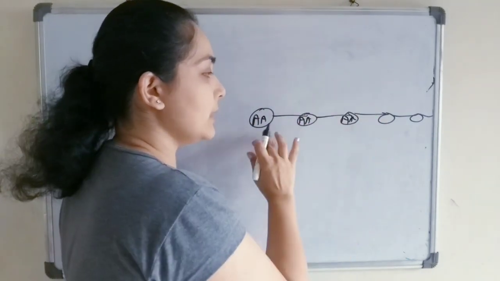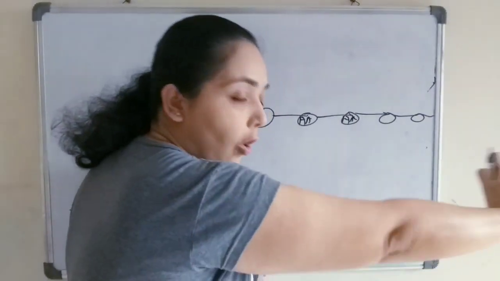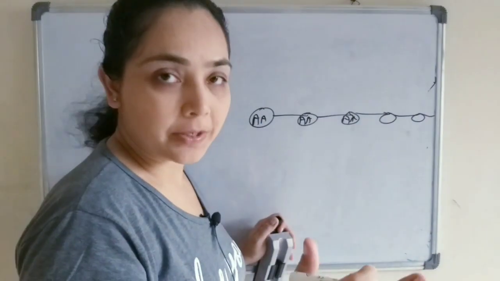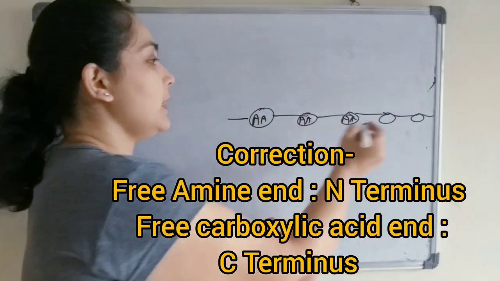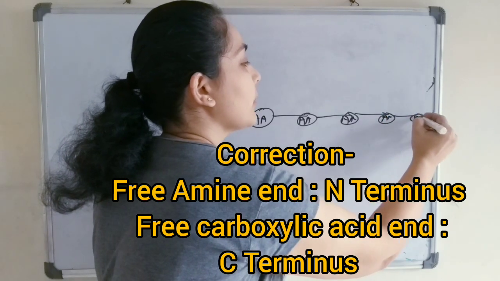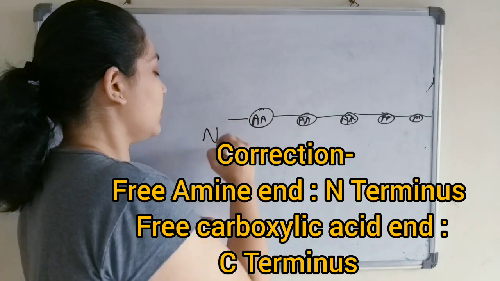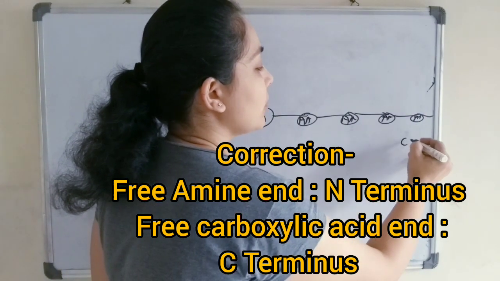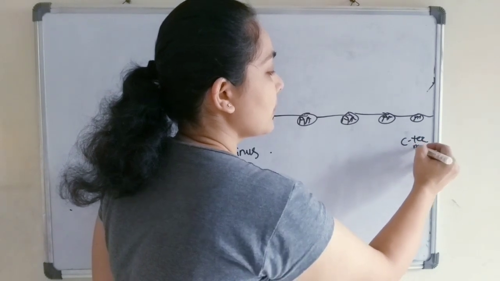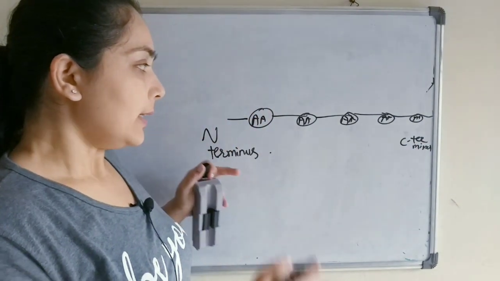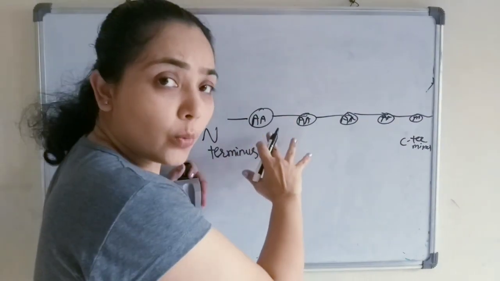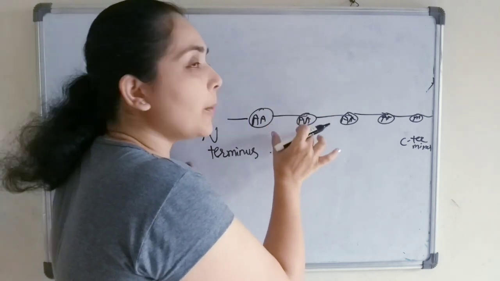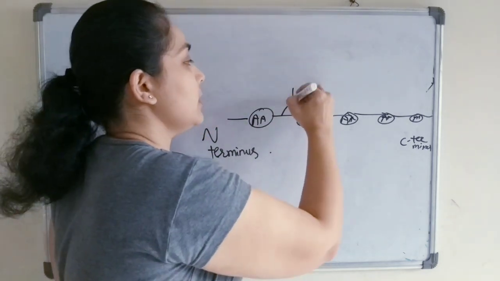This long string of amino acids which are covalently bonded is known as a polypeptide chain. The polypeptide chain has two terminals. Where the free nitrogen is present, it is known as the N terminus, and where the carboxyl group is there, it is known as the C terminus. The covalent bond which holds two amino acids together is known as a peptide bond.